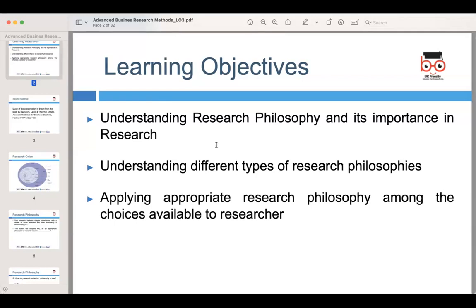By following these steps and utilizing sound research methodologies, we can ensure our business research is systematic, reliable, and provides valuable insights for informed decision making. So any questions so far or anything else which you want to ask?